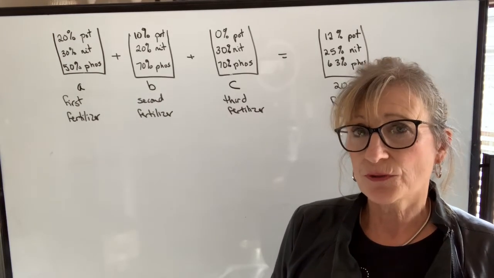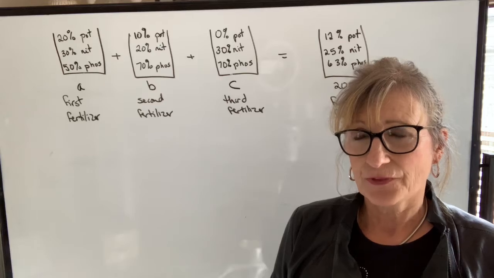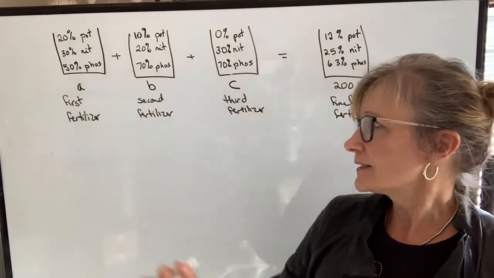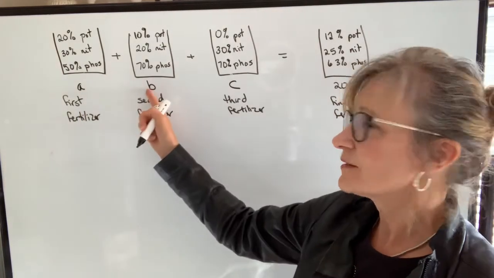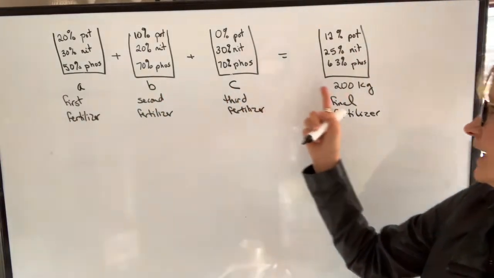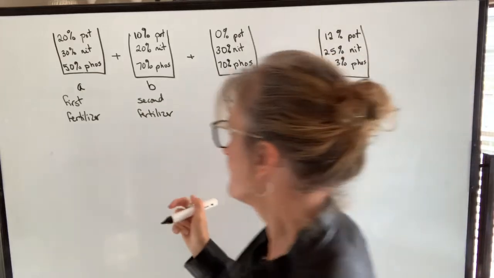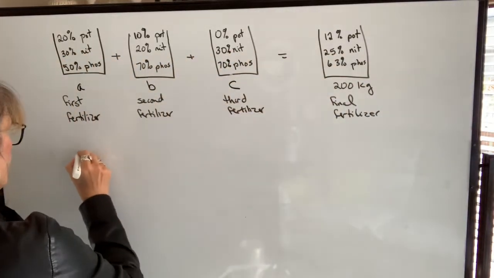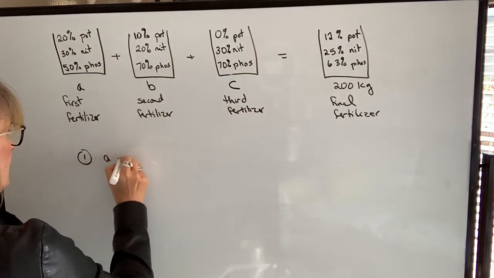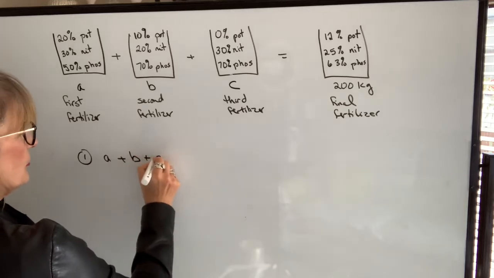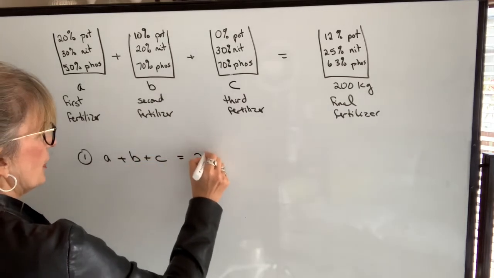I have three unknowns, so I need three equations. The easiest equation is that I know A plus B plus C has to add up to the total weight or mass. So that's my first equation. A plus B plus C is equal to 200.